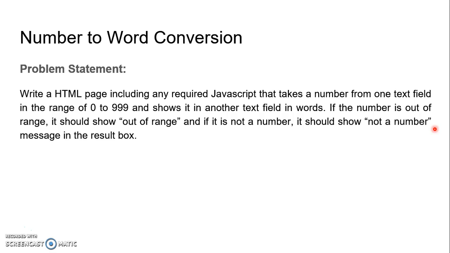The first problem statement goes like this. Write an HTML page including any required JavaScript that takes a number from one text field in the range of 0 to 999 and shows it in another text field in words. If the number is out of range, it should show out of range, and if it is not a number, it should show a not a number message in the result box. So this is the problem statement, and that is why I gave this problem the name number to word conversion. I'm converting a given number to its respective words format.